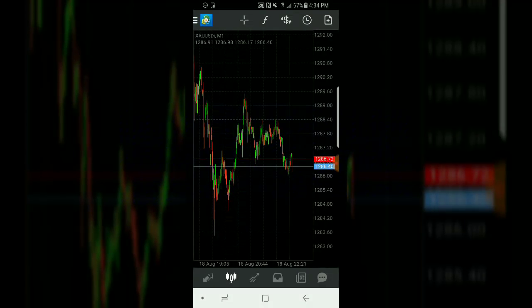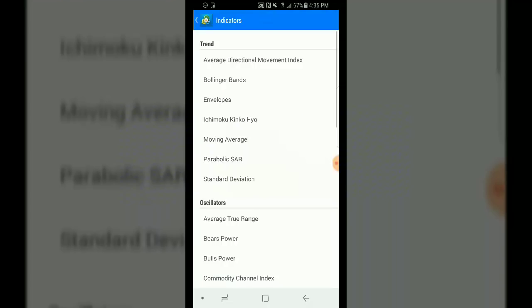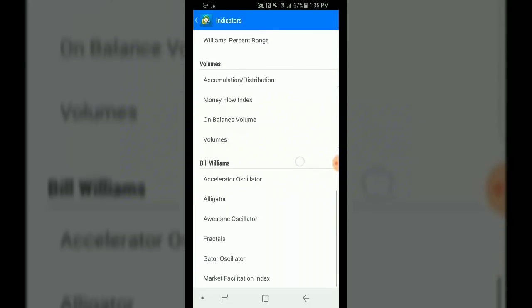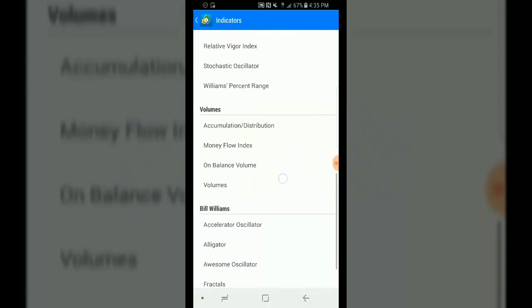Now, when you're looking at this chart, you see it's a 1 minute time frame. There's still not a whole lot of information here that would help me tell what I'm going to see in the next 5, 10, 15 minutes of price action. So we're going to add some indicators, and the way to do that is to click on the F up here. Once you click on that, it brings up your trend indicators, oscillators, your volumes, and Bill Williams indicators.